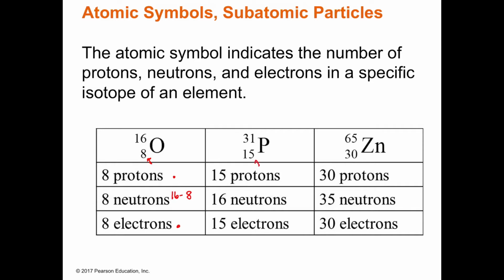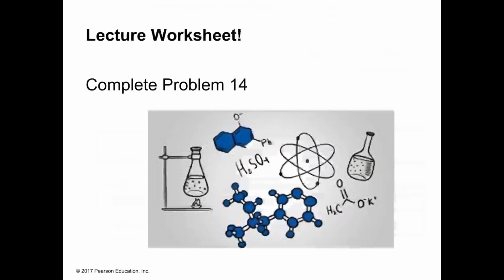Phosphorus, we have 15 protons from the number on the bottom. And remember, the number of protons will equal the number of electrons because it's neutral, so 15 protons and 15 electrons. And then we have 31 minus our 15 protons will give us 16 neutrons. And then lastly, zinc, that number on the bottom tells us the number of protons. Protons are equal to electrons, so we also get 30 electrons. And then we can do mass minus our number of protons to get our neutrons.